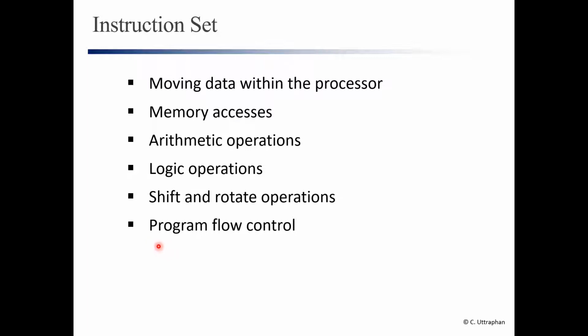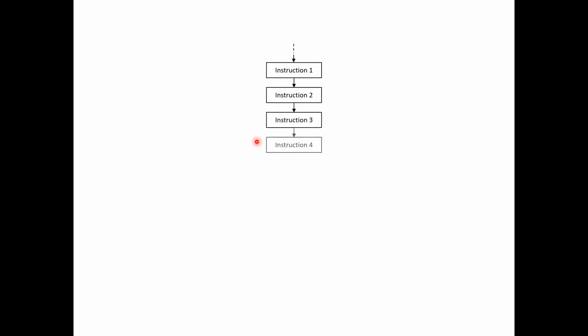In this video, you will be introduced to a group of instructions that are used to control the flow of the program, which is the last part of the instruction set. In computer programming, the program is executed instruction by instruction, line by line, like this. Instruction number 1, followed by instruction number 2, number 3, and so on.